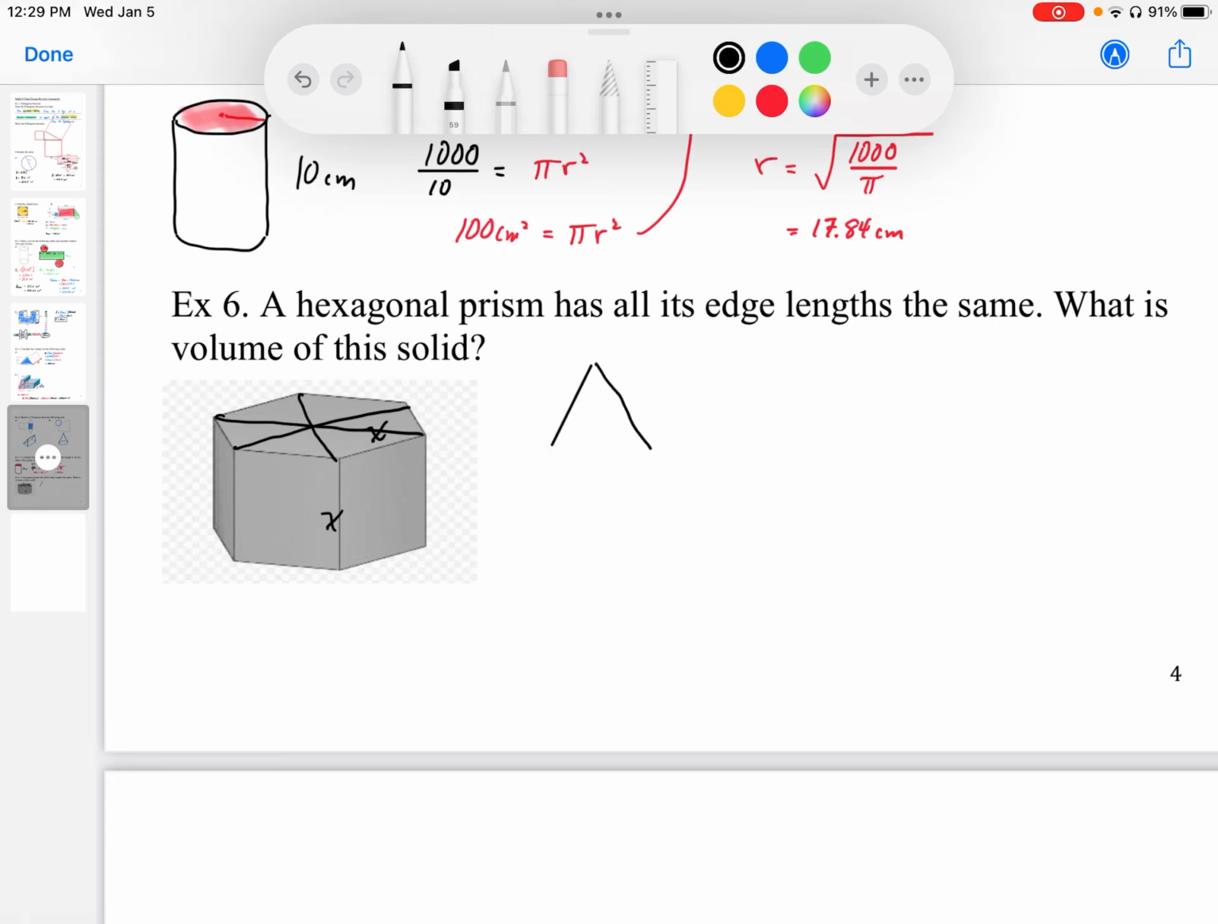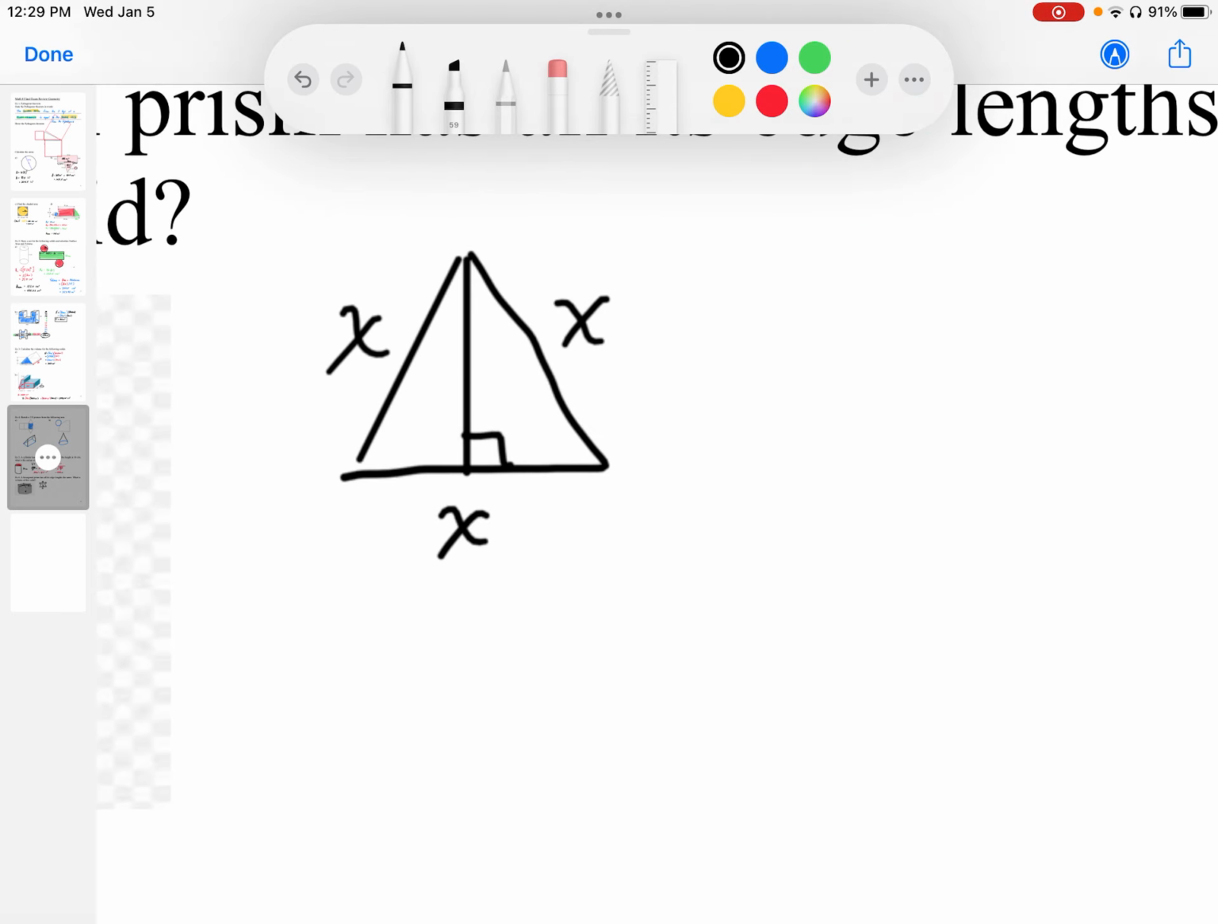I want to find the volume, which means I need to find the area of that hexagon. So the area of the hexagon is going to look like this. I'm going to break it down into those 6 triangles, and I'm just going to work with that one triangle. If I want to find the area of this triangle, I need to know the height. To find out that height, I need to use Pythagoras. So I'm just going to rewrite this x as half of x along this edge.